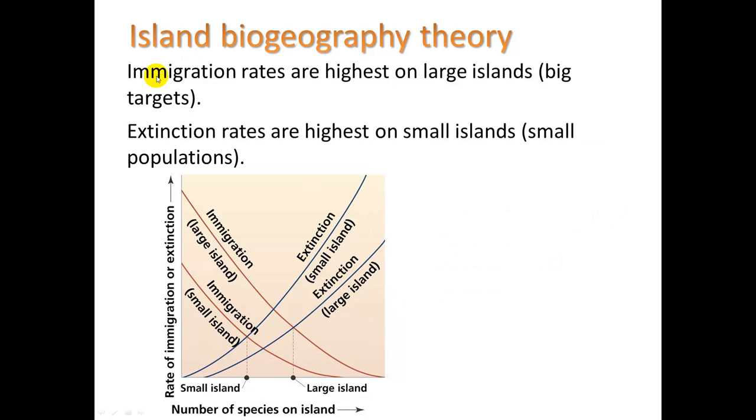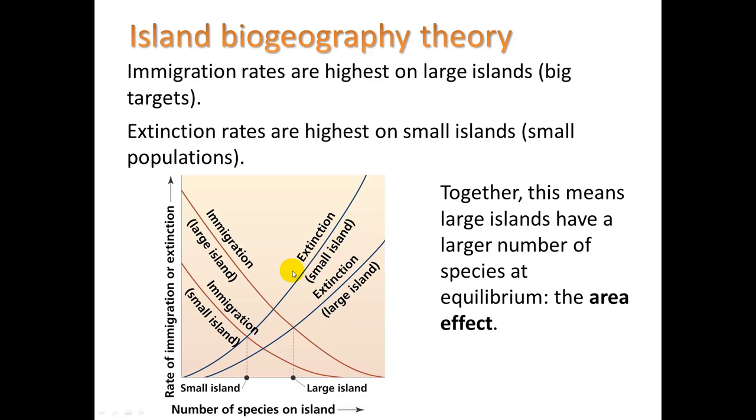So immigration rates are highest on large islands. It's a big target, easy for new species to find. And extinction rates are highest on small islands because the populations are smaller. The smaller the population, the fewer individuals you need to lose before that population can't successfully reproduce and it dies out. Let's not even take a look at this for a moment because I think it's just going to confuse us. But together, these two factors mean that large islands have a larger number of species because more immigration and less extinction. So you get, it's called the area effect. You get a larger number of species at equilibrium.